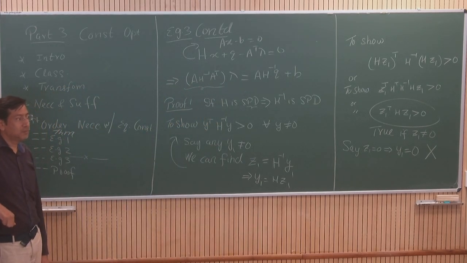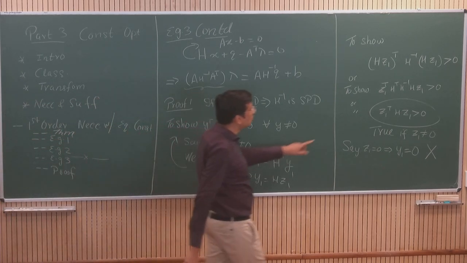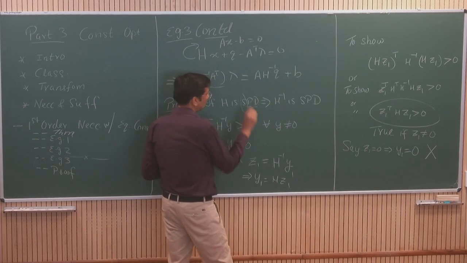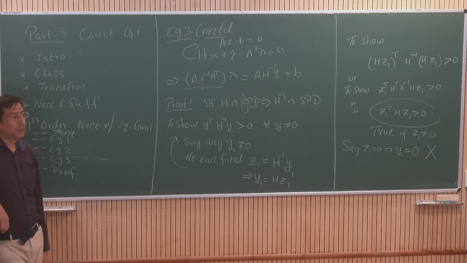Ask me if you're confused. Ask me, what's the doubt? So it will be h transpose there. h transpose will become h because h is symmetric as well. So I just put it as h. Everybody okay?